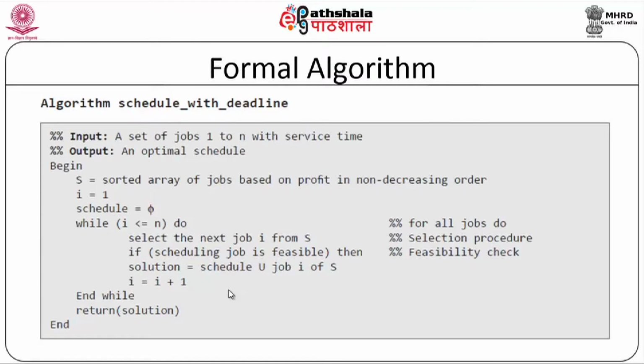You can see that there are n jobs given with service time. The aim is to generate an optimal schedule. So, first you are sorting. Initially the schedule is going to be null, then you are selecting the next job, then you are checking whether the deadline requirements are satisfied. If so, you try to schedule that, otherwise reject that. So, continue till all the jobs are considered. Finally, the solution set is returned.